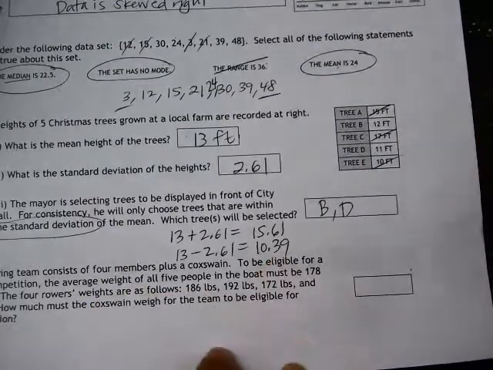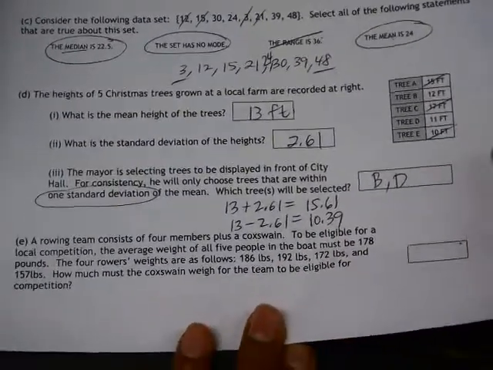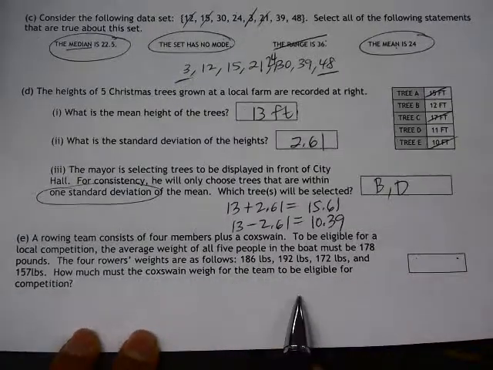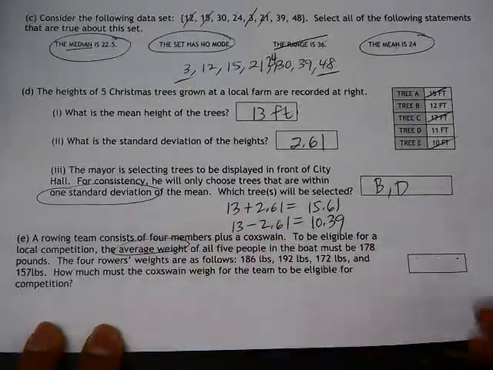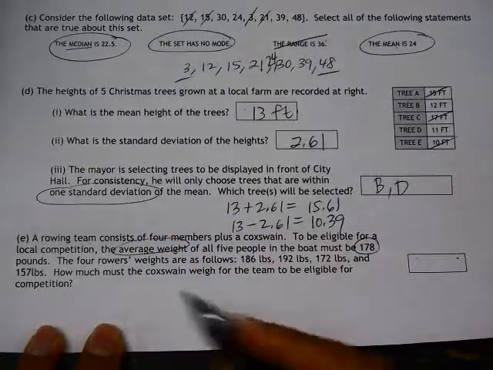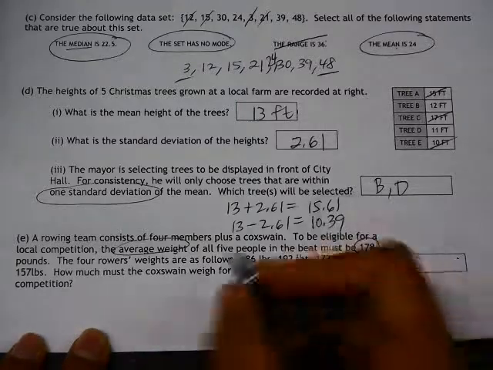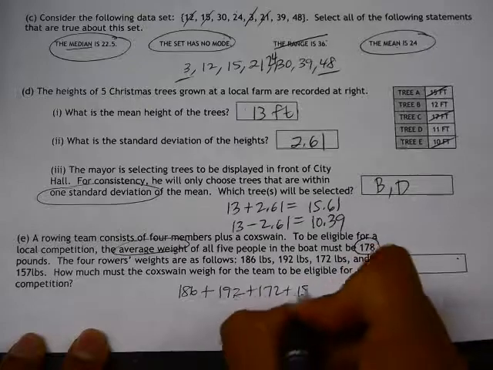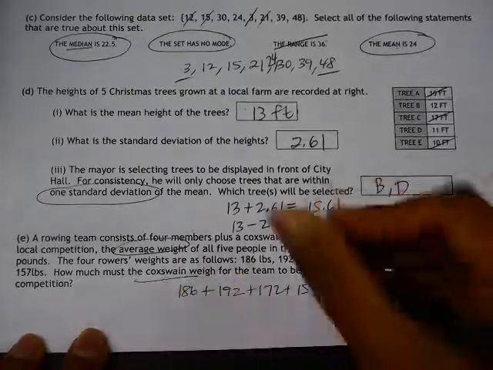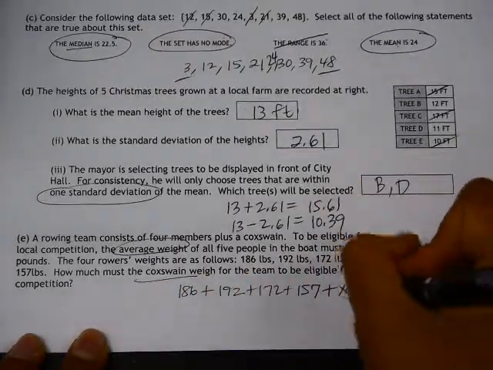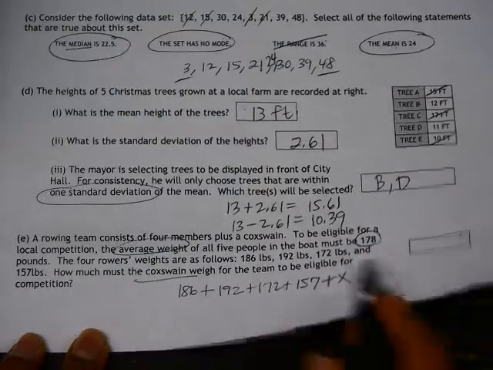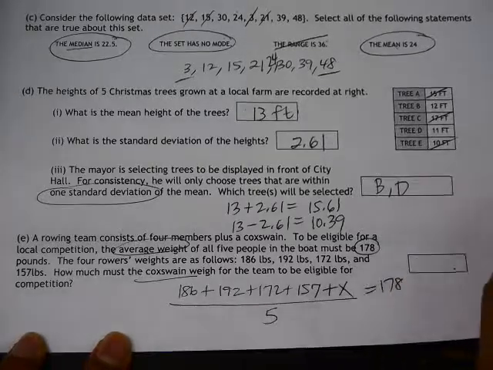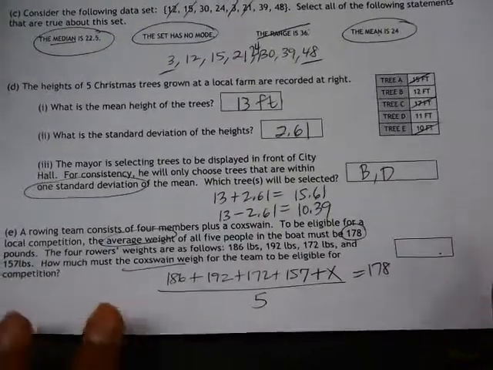Okay, the last problem here, we have 4 members plus a coxswain on a rowing team. To be eligible, the average weight of all 5 people in the boat must be 178. The 4 rowers that we know are these weights here, but we don't know the weight of the coxswain, so I'm going to represent that as X. So the average of all of these weights, so I'm going to divide by 5, should be 178. So if we set up that equation, now you should be able to solve it.